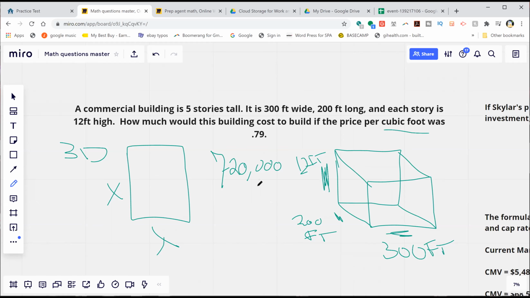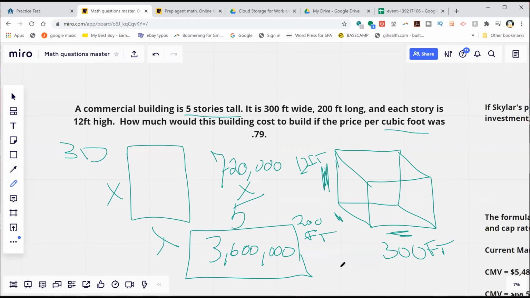Now, someone put in earlier that we're going to multiply it by 5. Why? Because it's 5 stories tall. It's 1, 2, 3, 4, 5 stories tall, right? So we're going to multiply that by 5. And what do you get when you multiply that by 5? You get a really big number. Something like 3,600,000. Okay, I see you. And what's our final step going to be in this problem? What's our final step going to be as I take a sip of water?